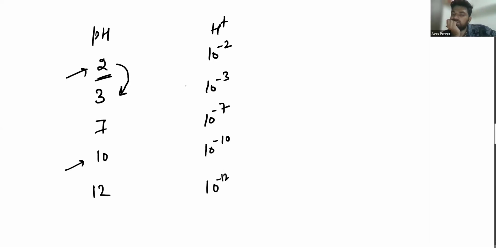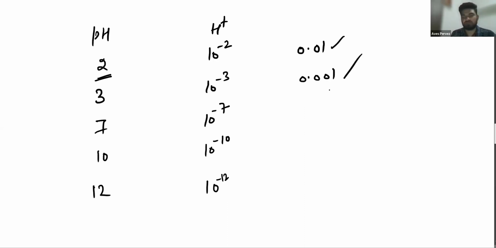Increases. Decreases. Okay, if I have 10 to the power minus 2, and this is 10 to the power minus 3, that means this is 0.01 and this is 0.001. Which one is greater, this one or this one? 10 to the power minus 2 is greater. So as we increase the pH, the hydrogen ion concentration decreases.